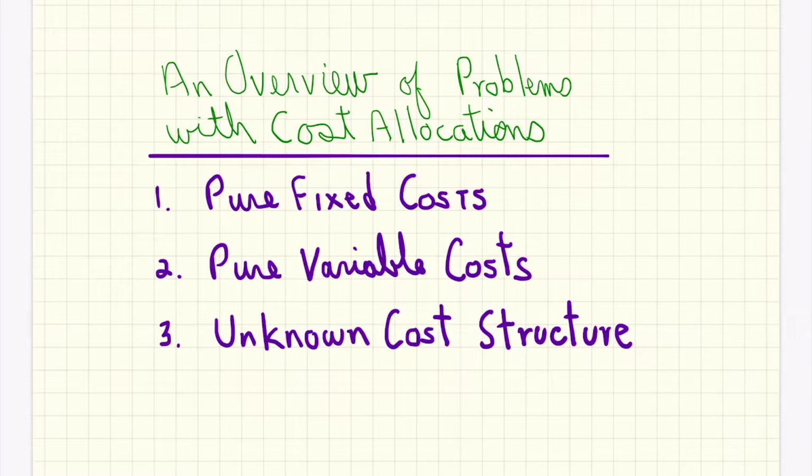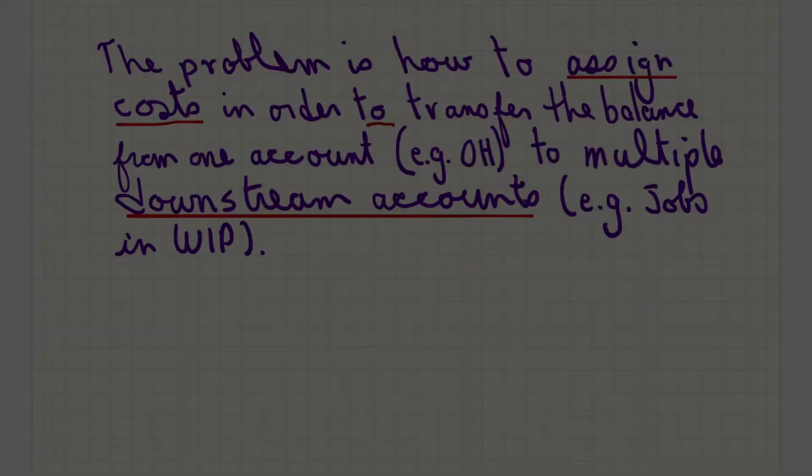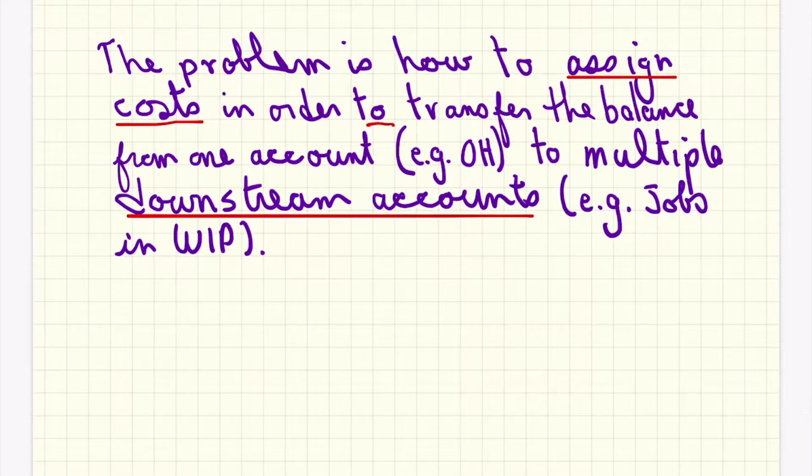It turns out that if we understand the nature of the cost, it will make a difference. So for example, we're going to first look at pure fixed costs. Then if the costs to be allocated are variable costs, and then what happens when the costs to be allocated have an unknown cost structure. So the problem is how to assign costs in order to transfer the balance from one account, for example, overhead, to one or more downstream accounts, for example, jobs and work in process.